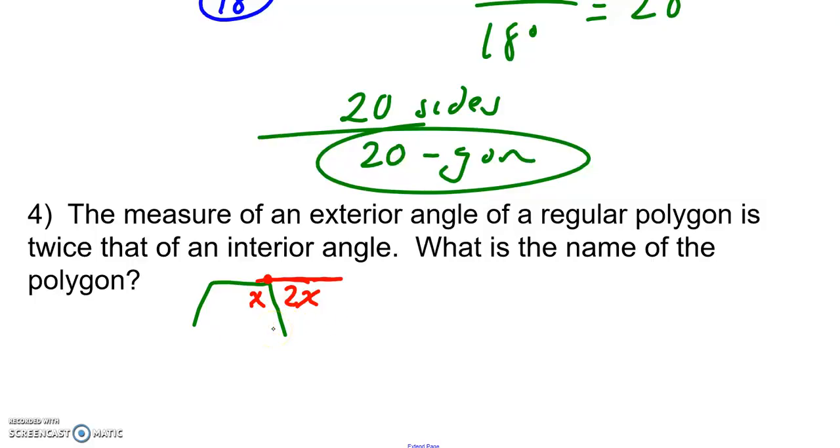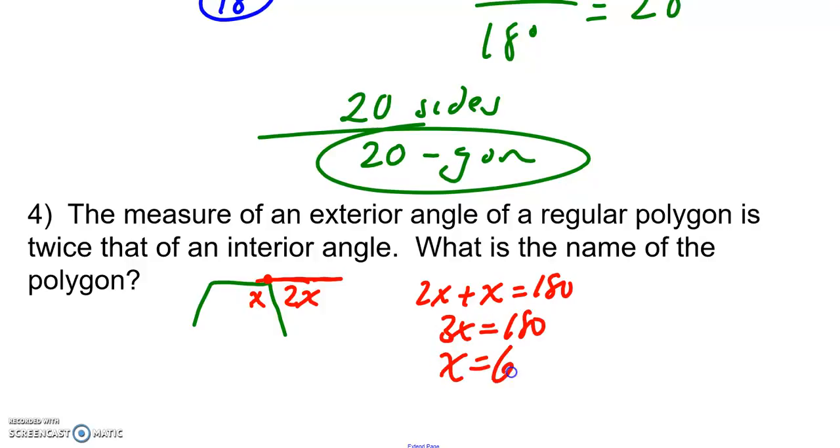So we know nothing else in this problem except that these are supplementary. So if we started there and said that those two angles are supplementary, we would get 3x equals 180, so we would get that x equals 60 degrees, which means that each interior angle is 60 and each exterior angle is 120.